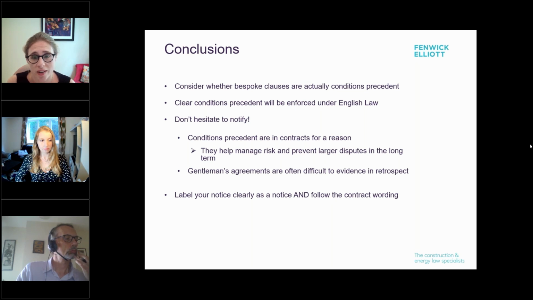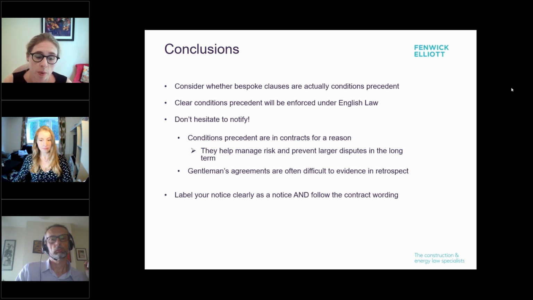So the message as ever is don't hesitate to notify. Conditions precedent are in contracts for a reason. They help manage risk and prevent larger disputes in the long term. So in that honeymoon period at the beginning of a job, don't be shy. You've all signed up to this contract, comply with it. And gentlemen's agreements are often difficult to evidence in retrospect. Finding something in writing that's as clear as you remember it being can be very difficult. So don't rely on them, notify.